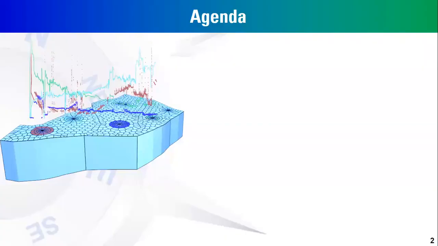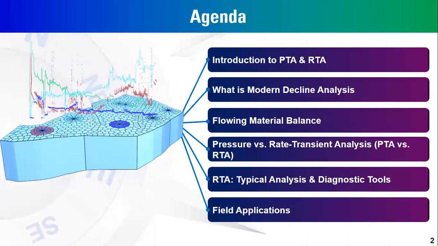So let's start directly with our agenda today. The introduction to pressure and rate transient analysis, modern decline analysis, flowing material balance, and the concept of material balance time. PTA against RTA, the complete comparison and the common features between the two major data analysis techniques, and typical analysis tools and diagnostic plots for RTA and field applications.